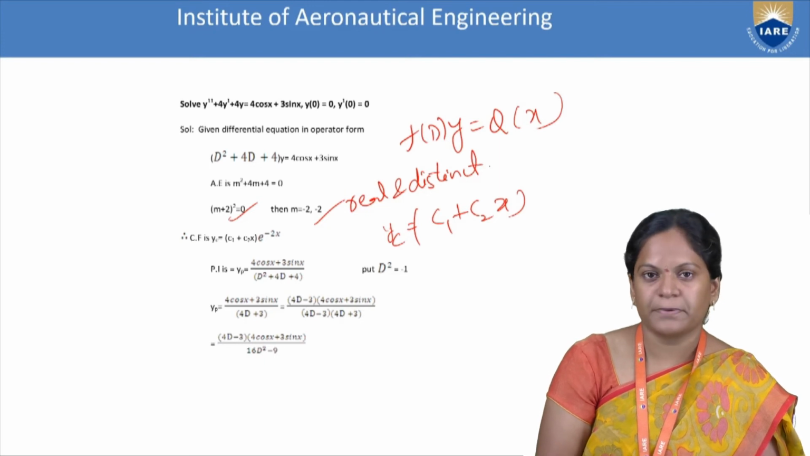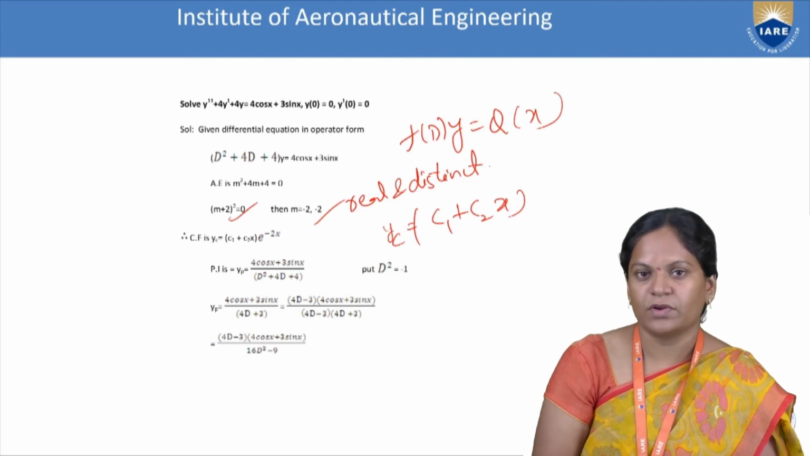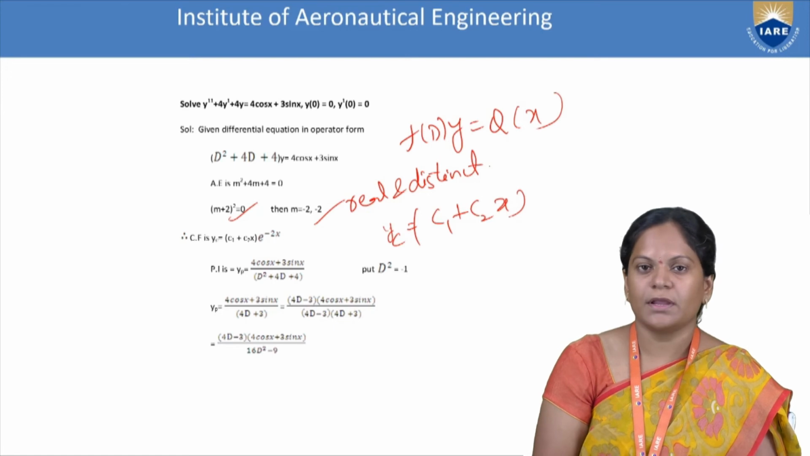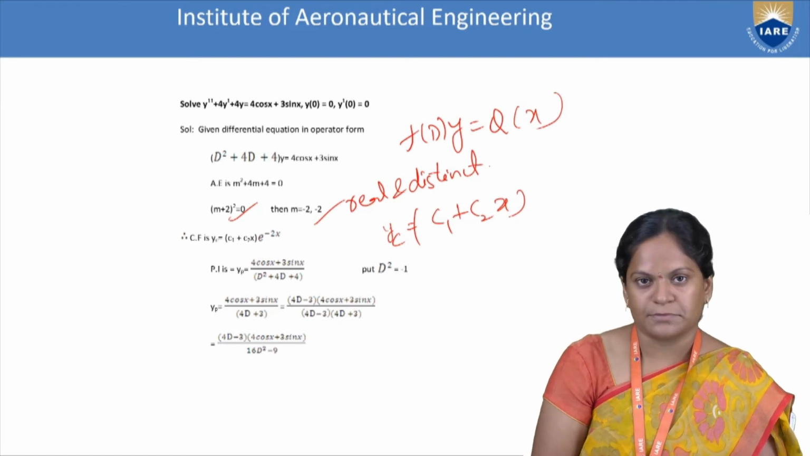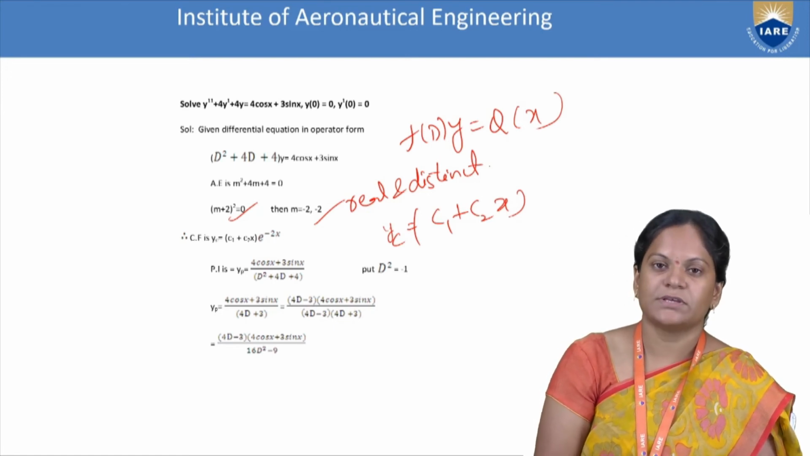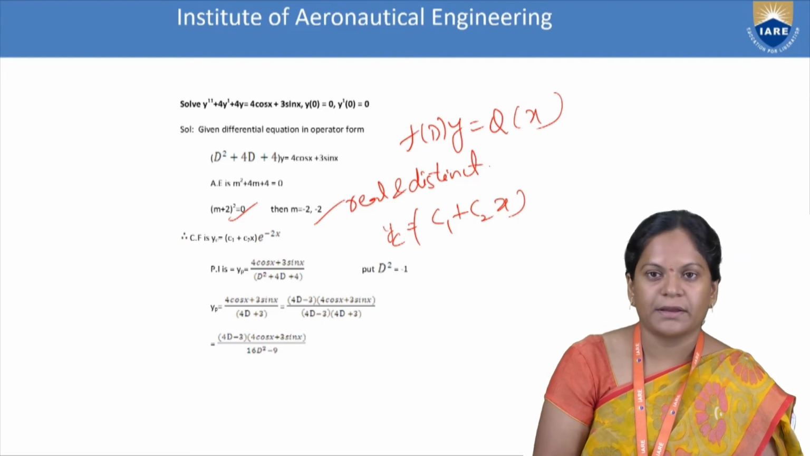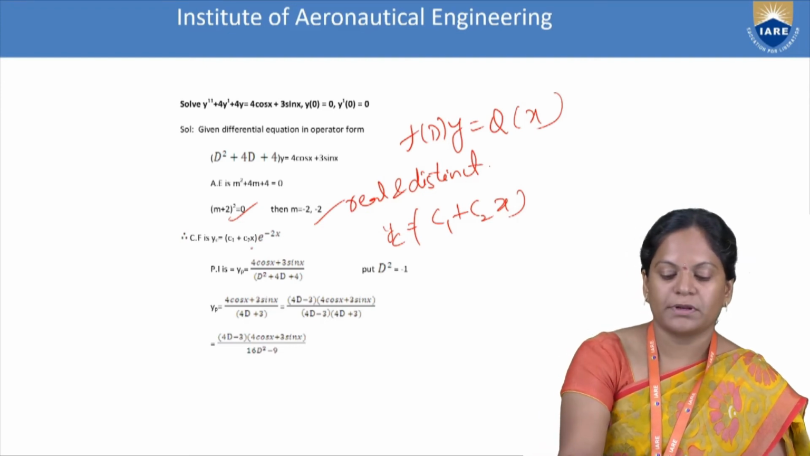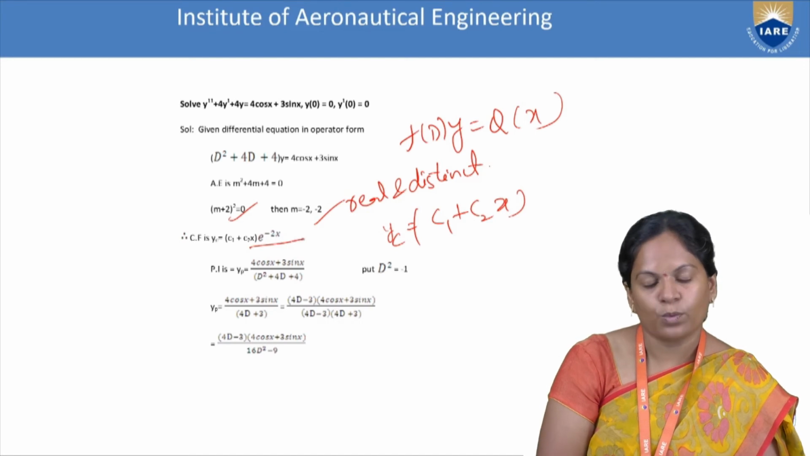If it repeats one more time, we will write c3x square. In this case we have only one root repeated 2 times. So we will write c1 plus c2x into e power minus 2x. This is the complementary function, which is yc.